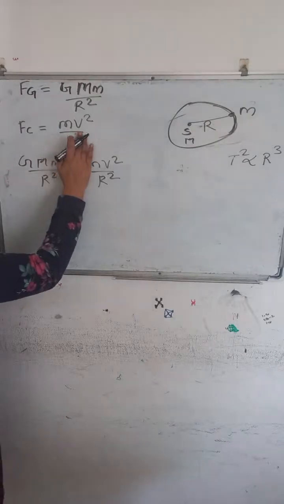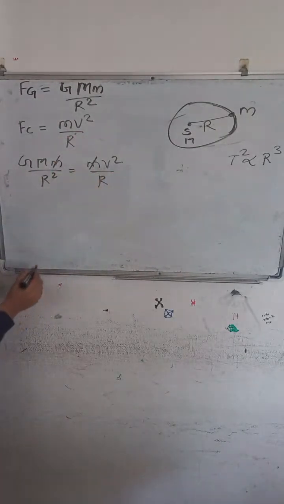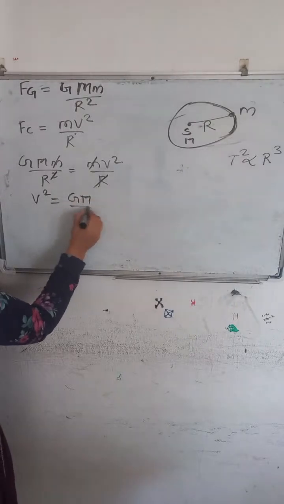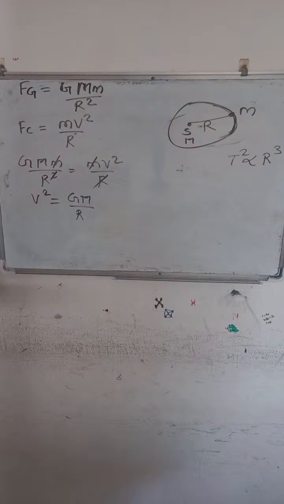Gravitational force is mv square by r. The small m gets cancelled, and one r and this r get cancelled, and we will get v square is equal to GM upon r. Okay, this is the velocity we are getting.